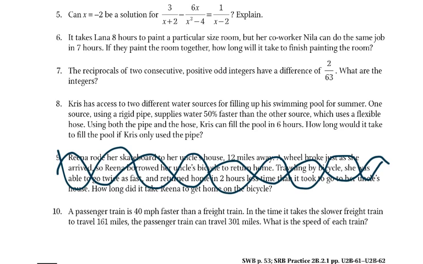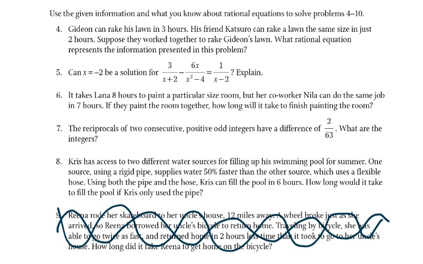Okay, so let's actually start with 5 and 7. They're kind of weird. So 5 is, can x equal negative 2 be a solution for this? Well, put it in for x. Negative 2 for that x would give us 0, right? Negative 2 plus 2 is 0. So the answer is no, because we can't have something over 0.